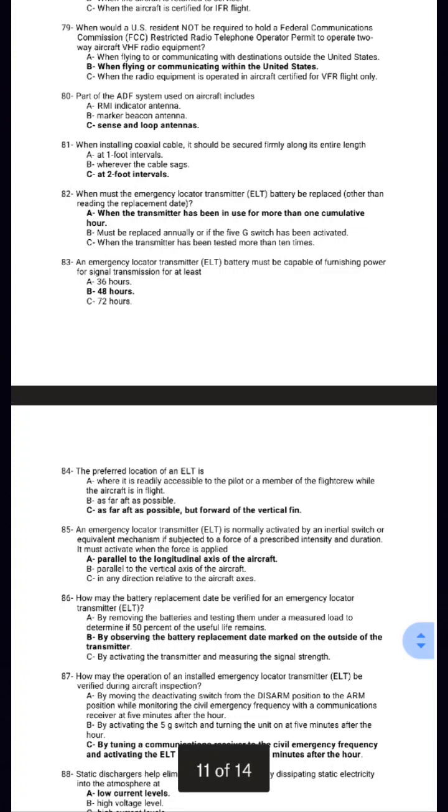So, static discharge helps eliminate radio interference by dissipating static electricity into the atmosphere at low current levels. I got that one right just because I guessed it. I was like, it's always low. So that's correct, it's always low. It's not high voltage. Static doesn't have high voltage. It's not high current. Static doesn't have high current. It's low current. Static is low current.